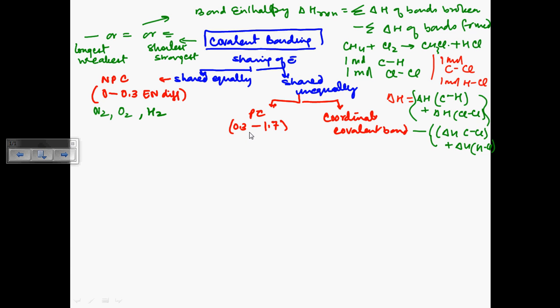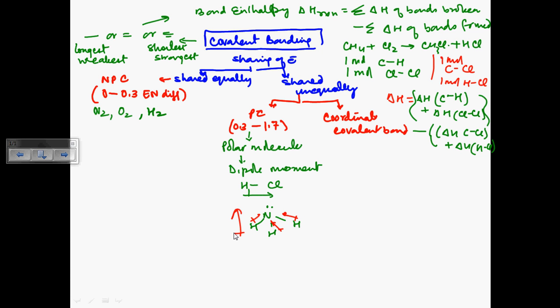Now with the polar covalent bond, you form a polar molecule, and polar molecules generally have dipole moment. And remember, how do we draw dipole moment? If it is HCl, then you draw it from positive to negative. If you have ammonia, if there are multiple polar bonds, then you draw individual polar bonds, and then you will draw the overall polar bond showing the overall polarity of the molecule.